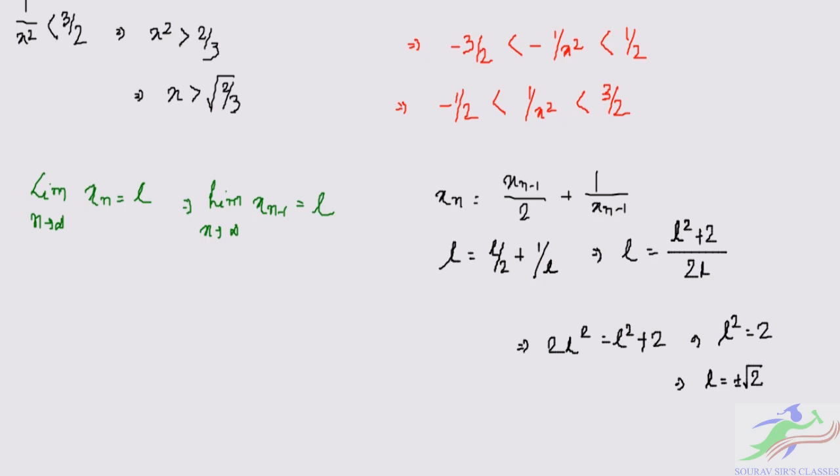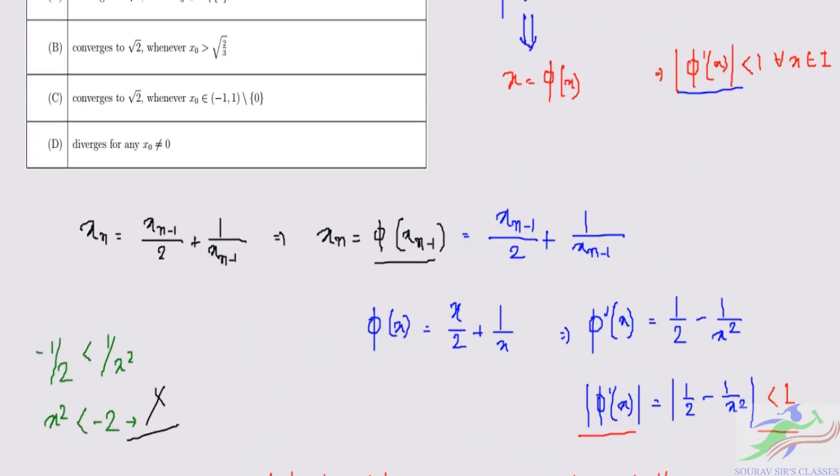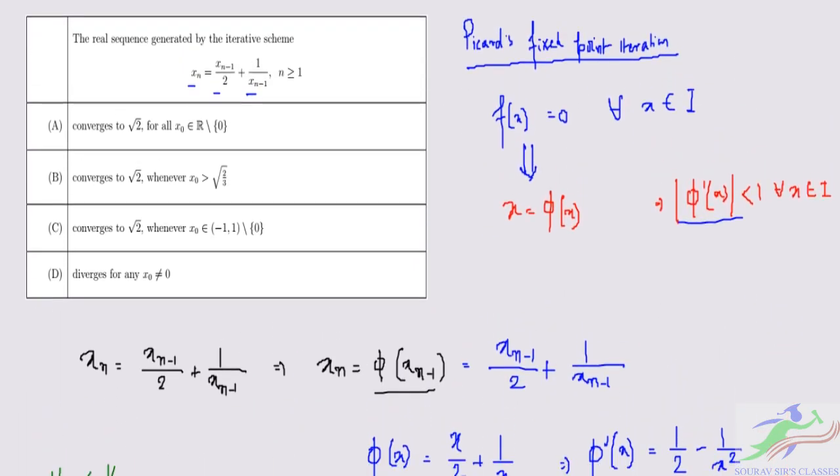So L is plus or minus root 2. Minus root 2 is not possible because x is greater than root of 2 by 3, so the value L should be equal to plus root 2. So the correct option is option B. For this question, option B is the correct answer.